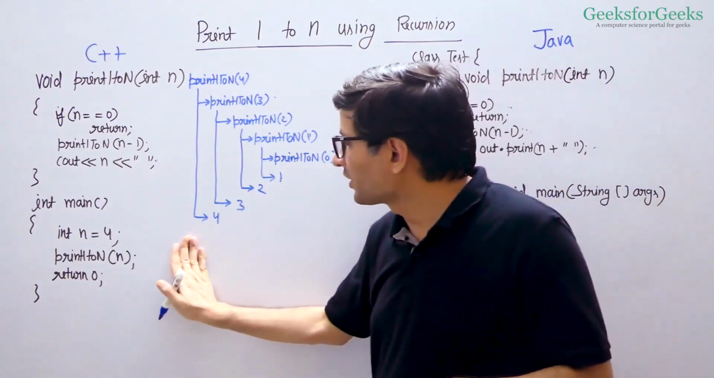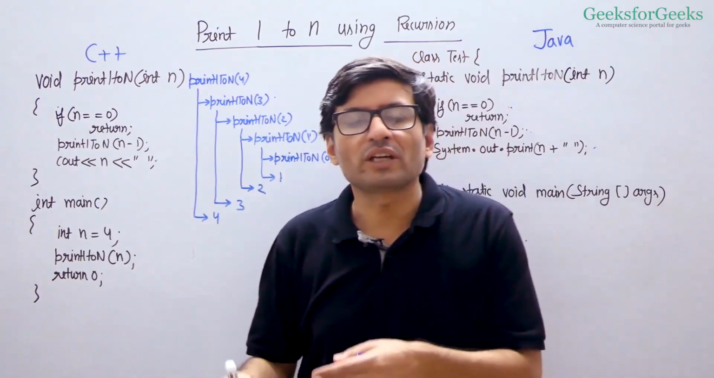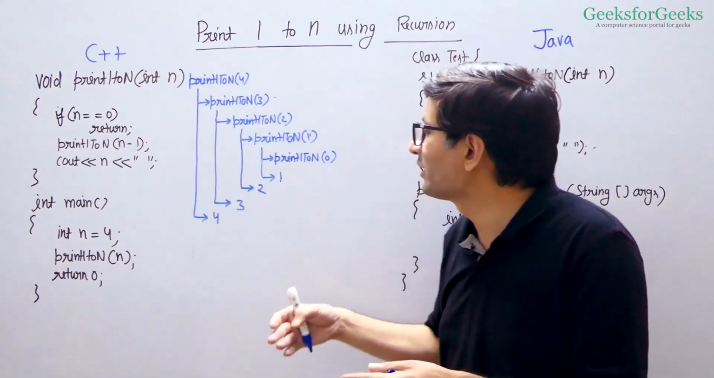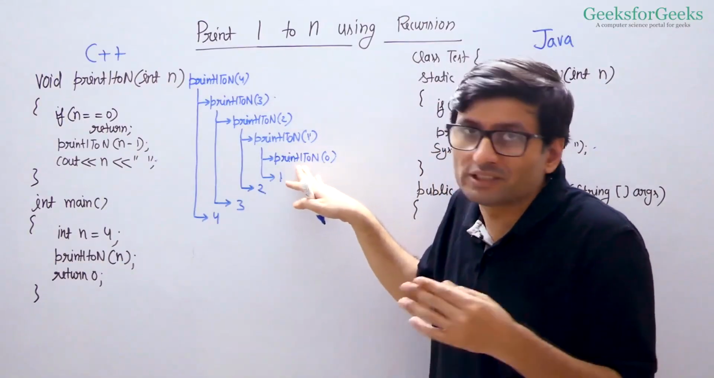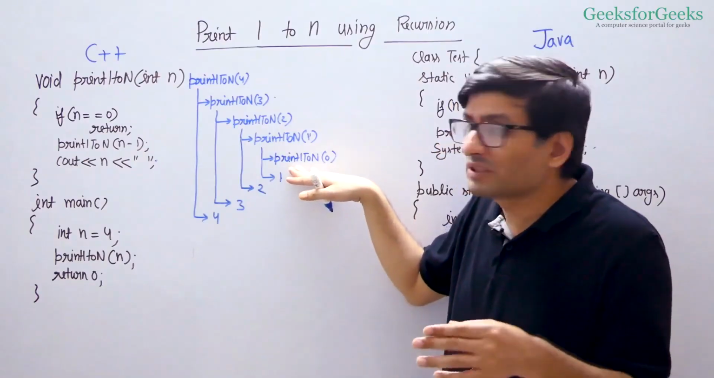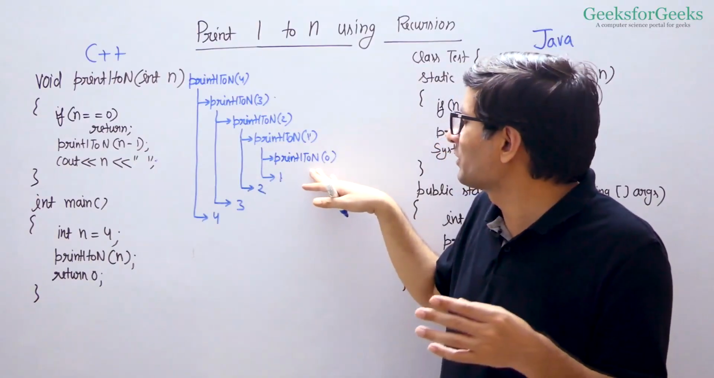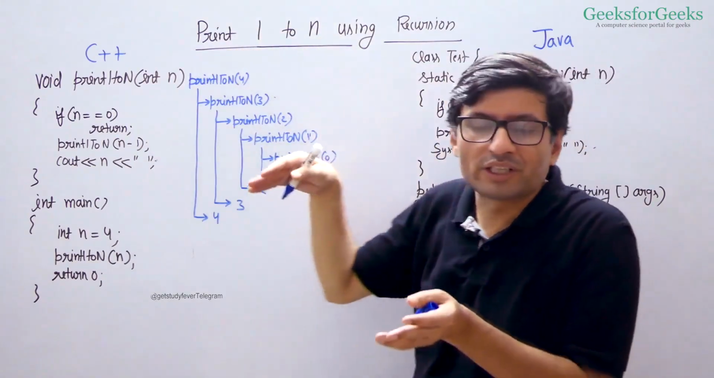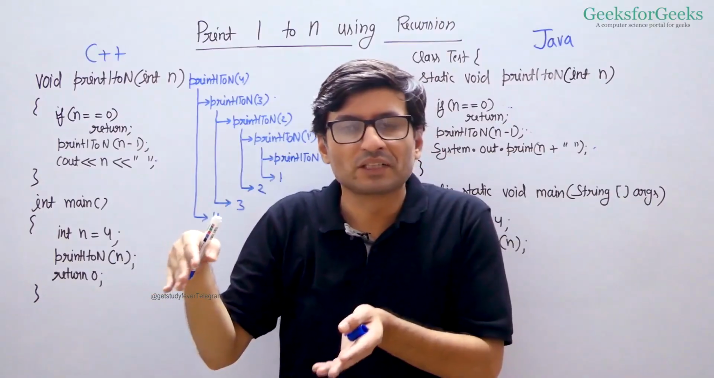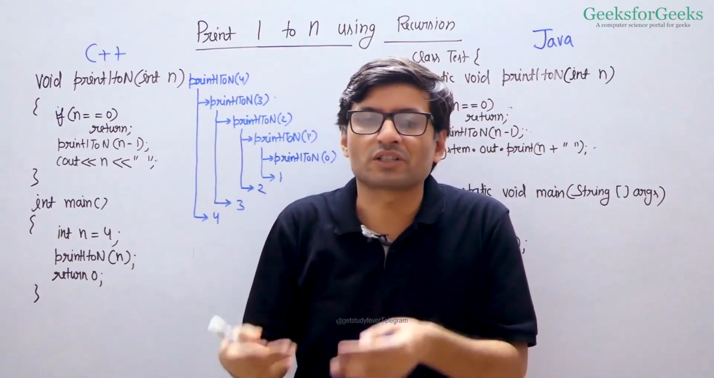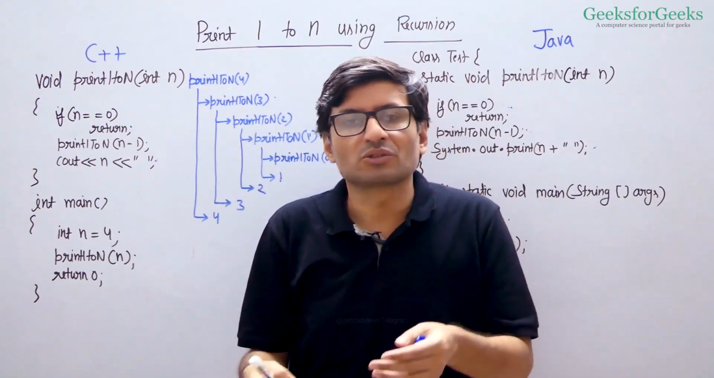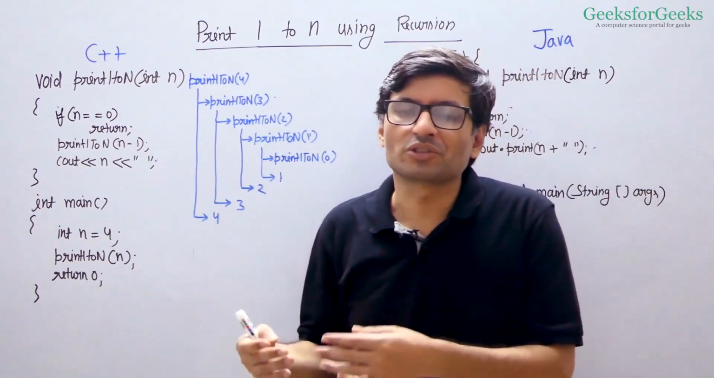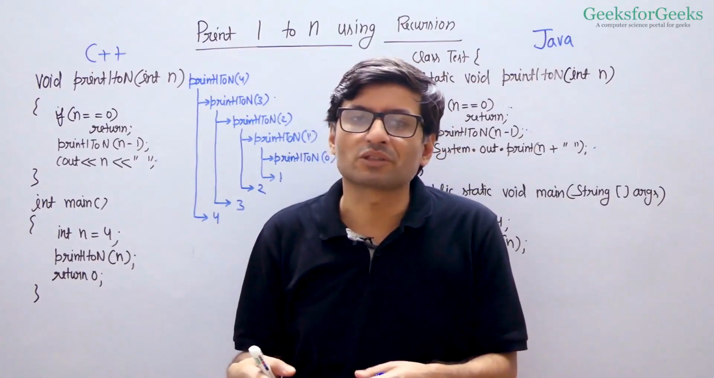How much auxiliary space does it require? There are going to be n plus 1 function calls at most at any moment, right? And that moment is the moment when print 1 to n 0 begins its execution. When print 1 to n 0 begins its execution, there are these many function calls waiting in the function call stack to finish. So there are going to be n plus 1 function calls at most at any moment. So the worst case auxiliary space is big O of n. This solution requires big O of n auxiliary space for the recursive calls.